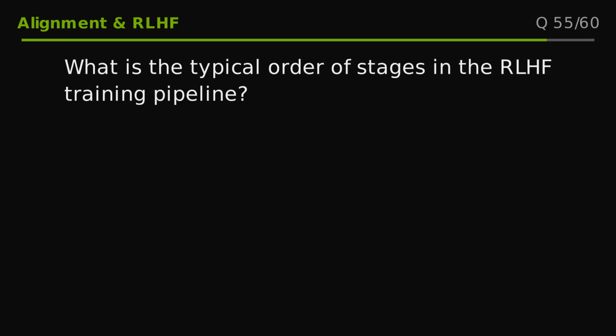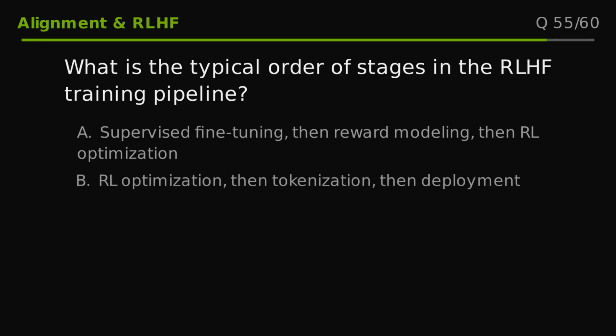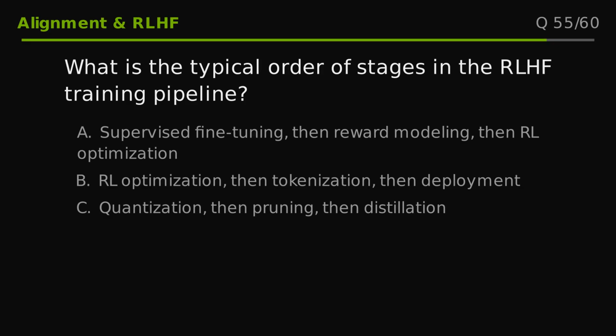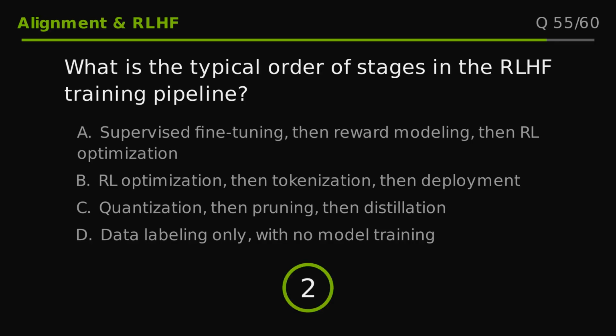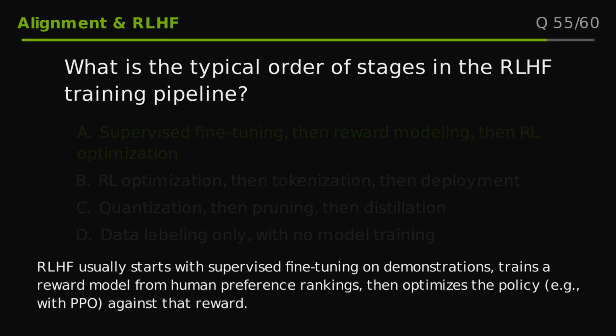Question 55. What is the typical order of stages in the RLHF training pipeline? Option A. Supervised fine-tuning, then reward modeling, then RL optimization. Option B. RL optimization, then tokenization, then deployment. Option C. Quantization, then pruning, then distillation. Option D. Data labeling only with no model training. The correct answer is A. RLHF usually starts with supervised fine-tuning on demonstrations, trains a reward model from human preference rankings, then optimizes the policy, for example with PPO, against that reward.